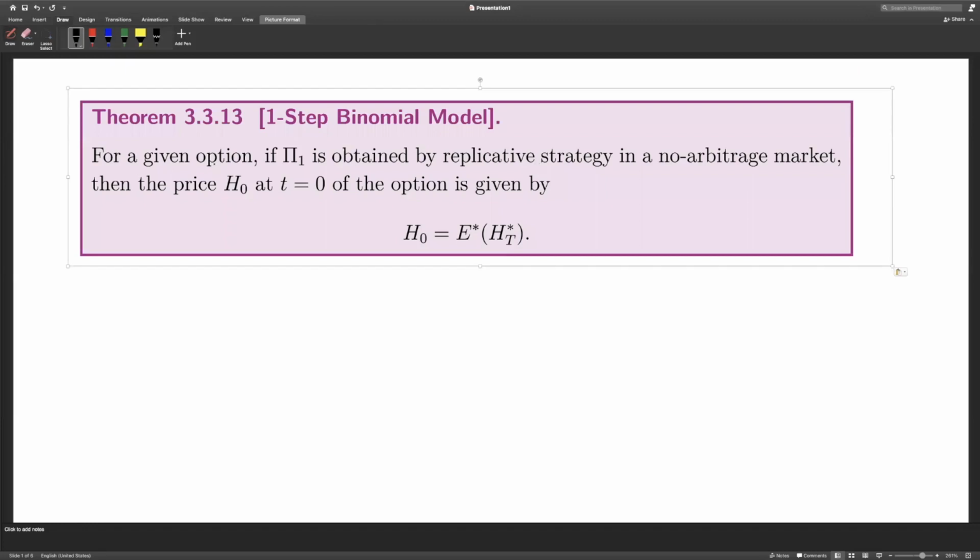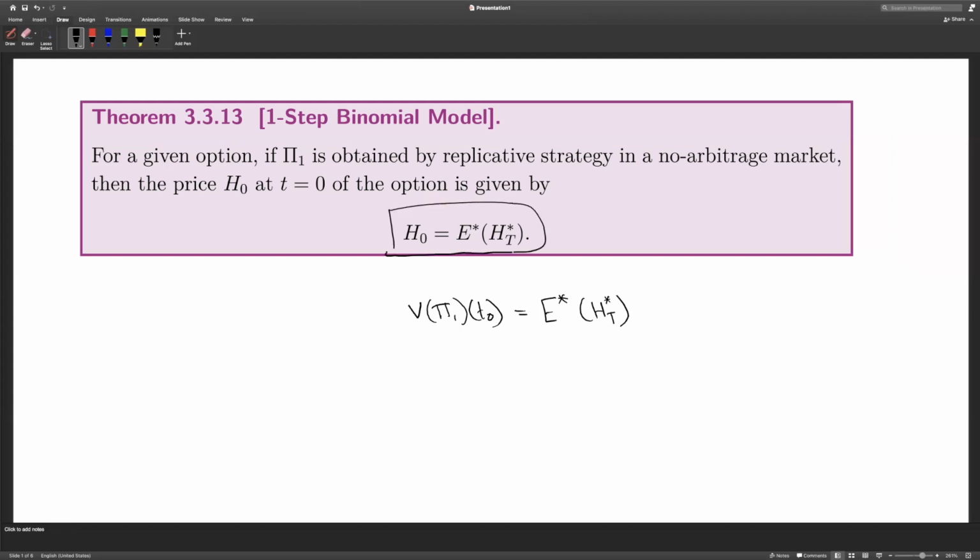The theorem says that for a given option, if pi 1 is obtained by replicative strategy in a no arbitrage market, then the price of the option at t equal to 0 is given by the expectation of Ht star. If you recall, in the last class, we have shown that the value of the portfolio at t equal to 0, that is the initial investment into the replicative strategy, is indeed given by E star Ht star. So therefore, this says that you have to take the option price as the initial investment into the replicative strategy.